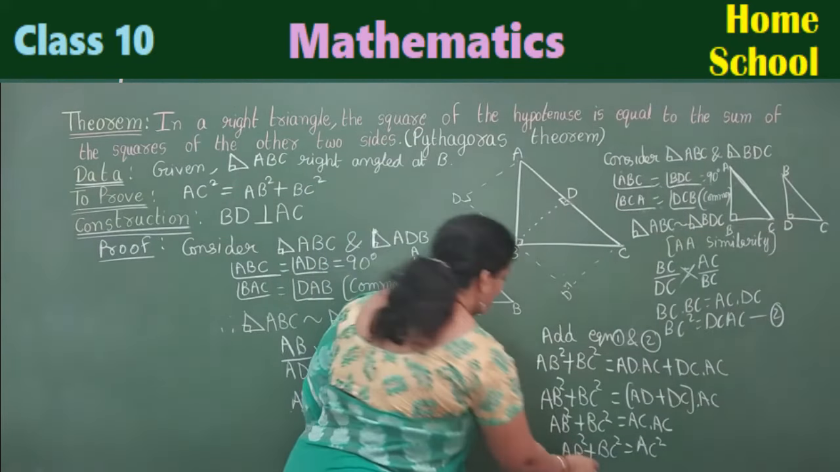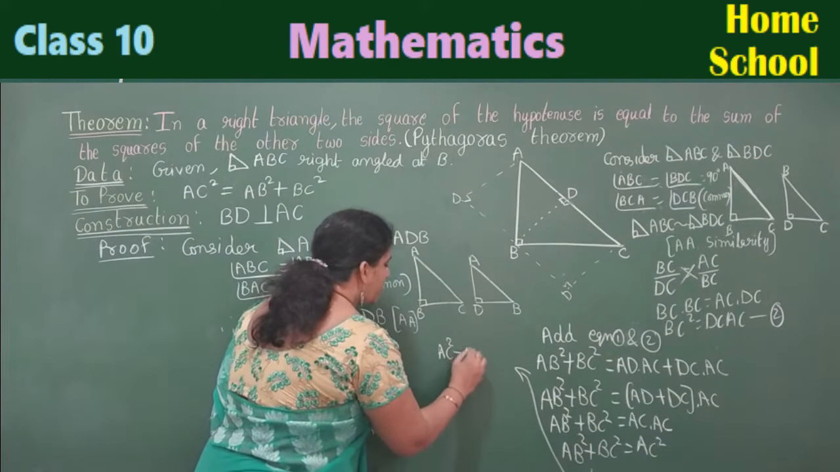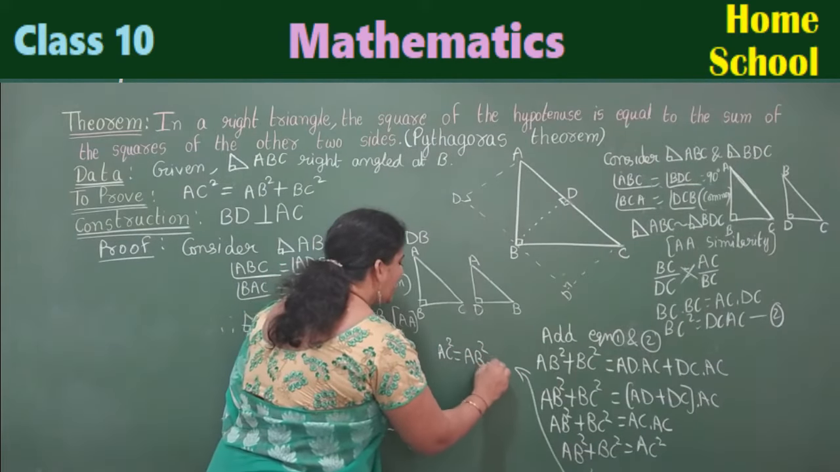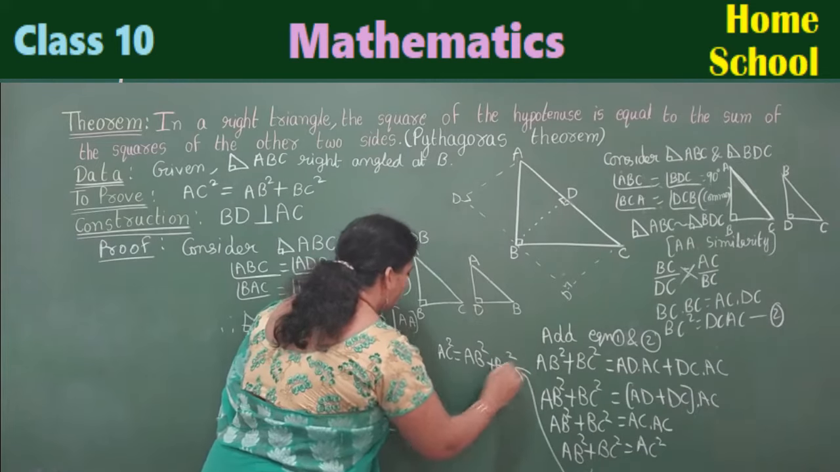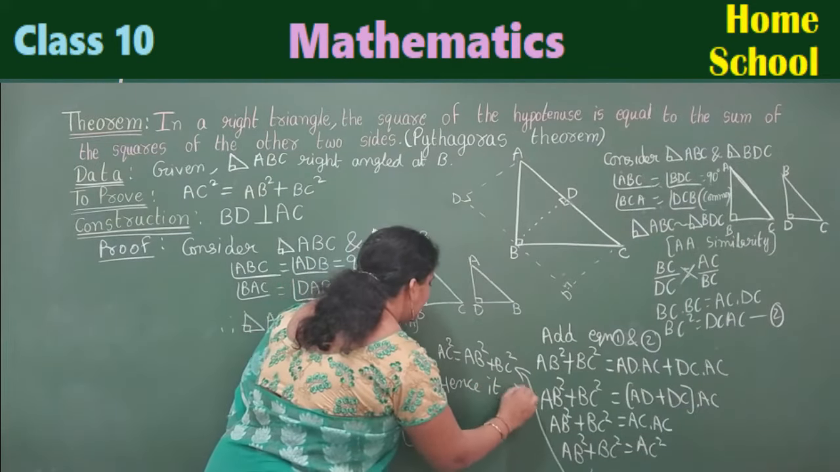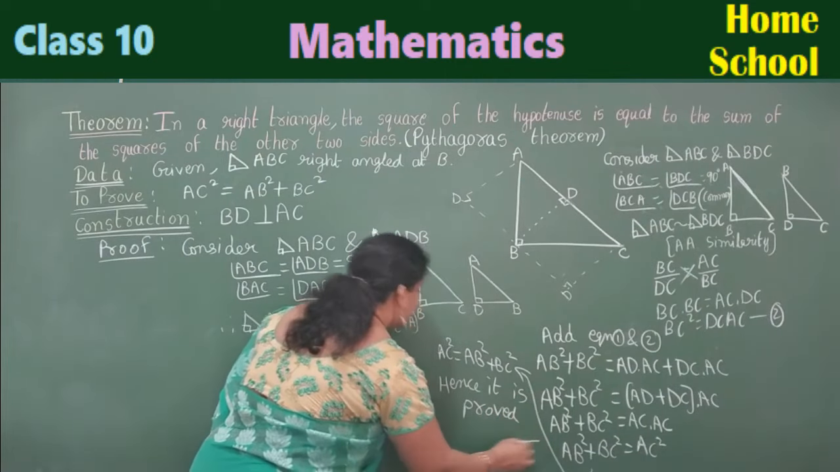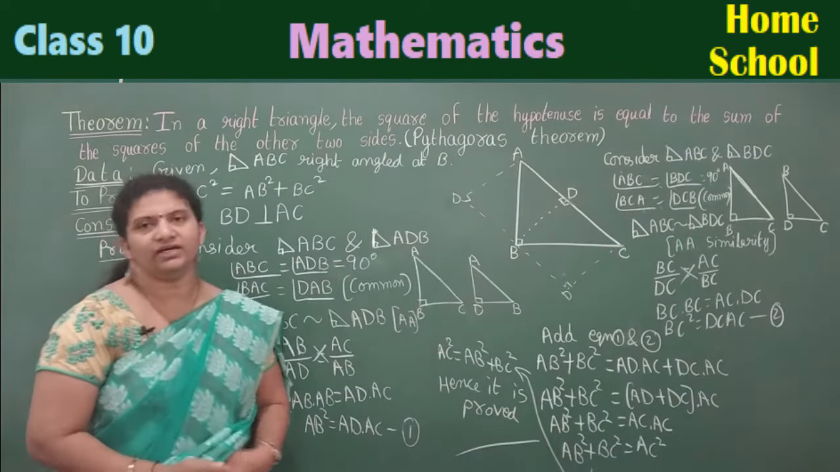So where shall we write here? Let me bring the equation here. AC square is equal to AB square plus BC square. Finally, hence it is proved. With this, we are going to end our theorem.